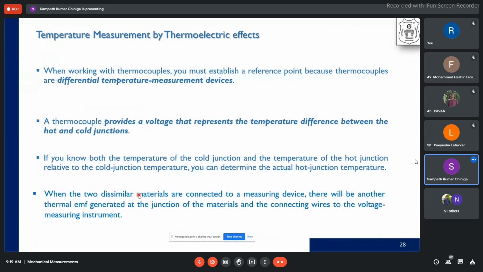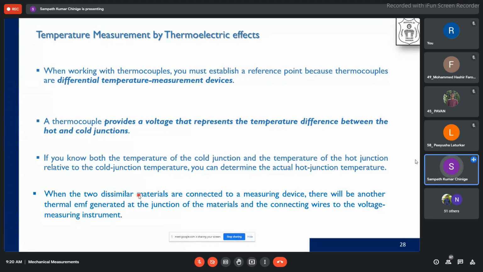Now, what are the major things we have to keep in mind while working with thermocouples? You must establish a reference point. You have to know precisely the temperature of the cold junction or the hot junction to find out the other one, because thermocouples are basically defined on differential temperature measurement. They come under the classification of differential temperature measurement devices.